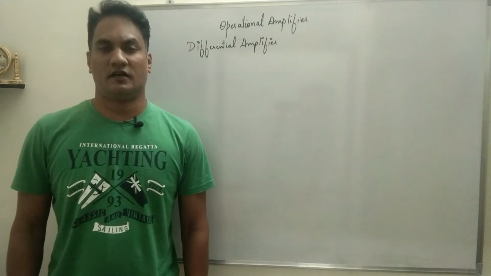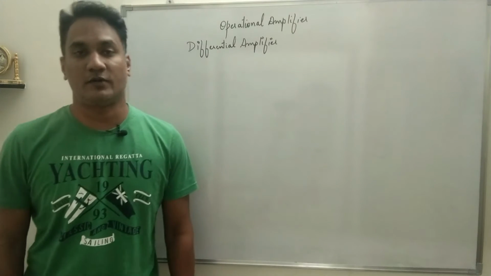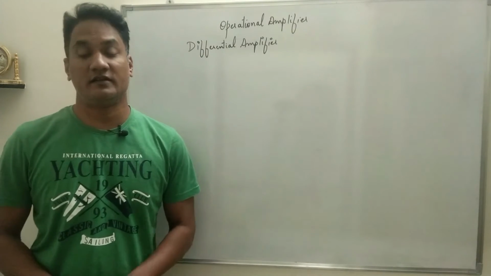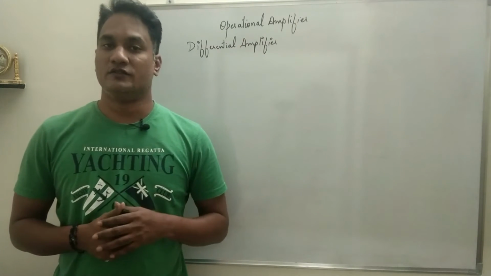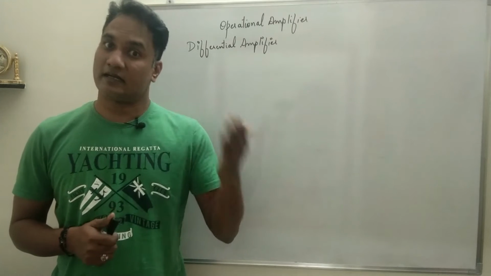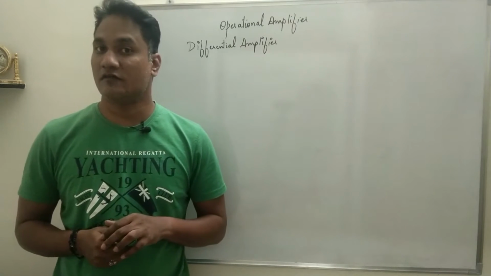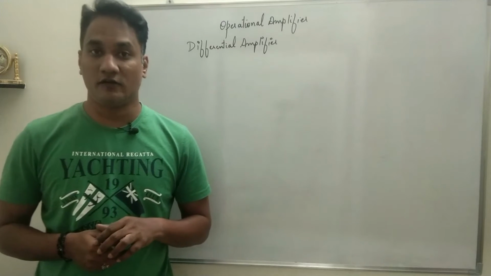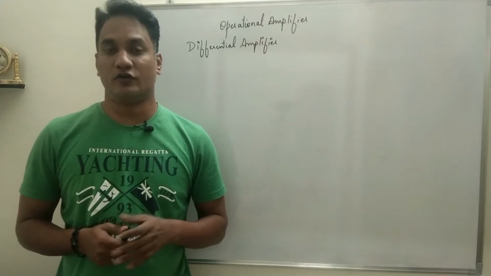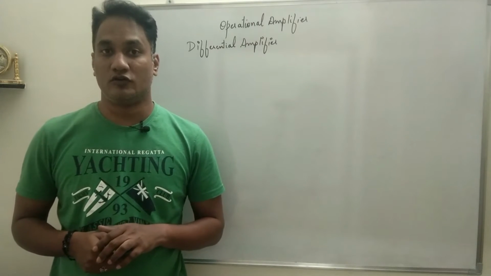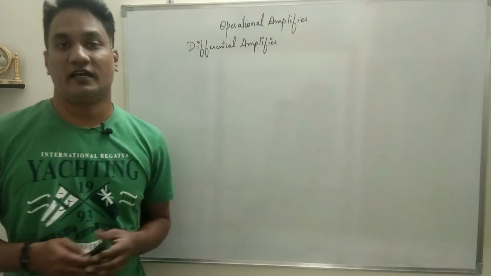Hello students, in the previous video we tried to understand the disadvantages related to RC coupled and direct coupled amplifiers. The disadvantage in the RC coupled amplifier was removed by using a direct coupled amplifier, but the direct coupled amplifier also had a disadvantage: in the absence of biasing resistance, drift will be observed, and a small noise at the input will be amplified at the output. So both these disadvantages can be removed by using a differential amplifier.